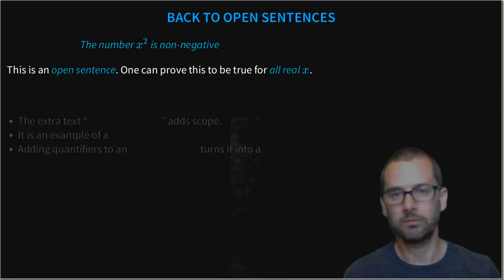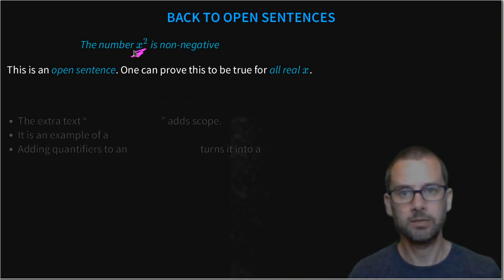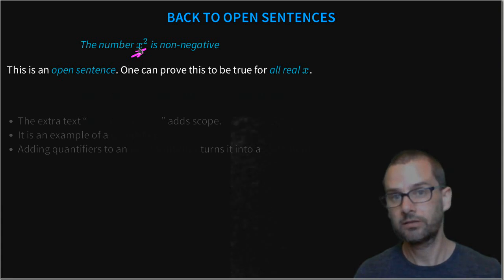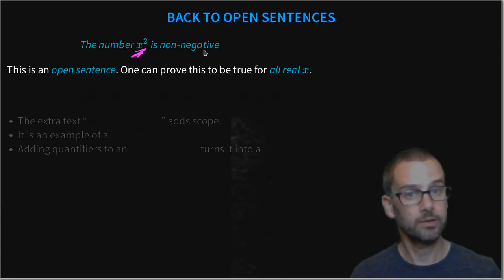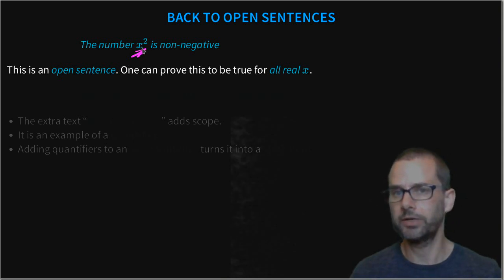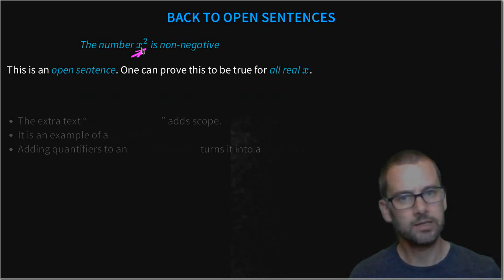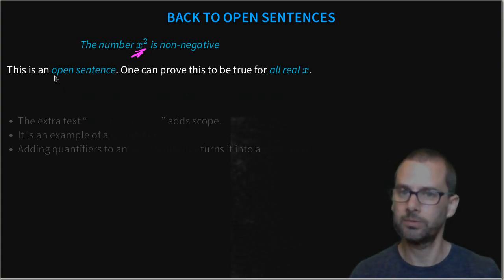So let's go back to some open sentences. Here's a good example: the number x squared is non-negative. And of course, the truth value of this statement depends on exactly where we grab x from. For example, if x is a real number, this is true. If x is an integer, this is true. If x is an imaginary number, this is false. Because its truth value depends exactly on what x is, it's an open sentence.